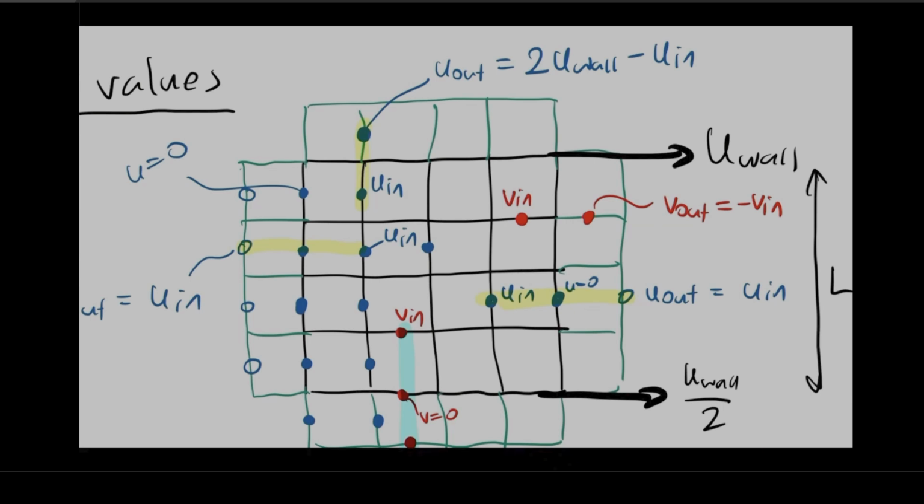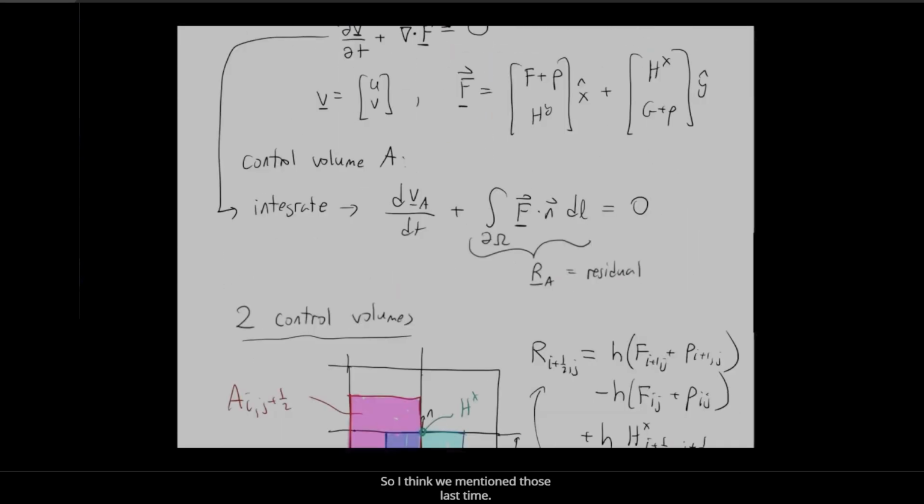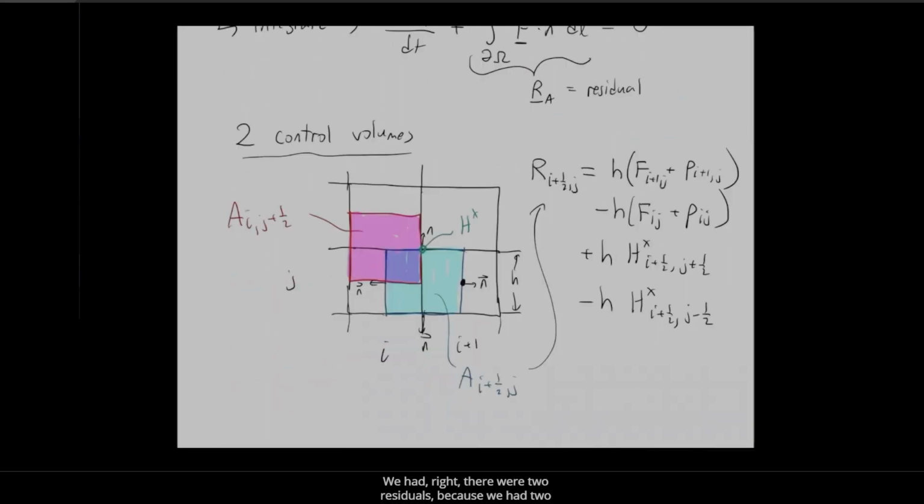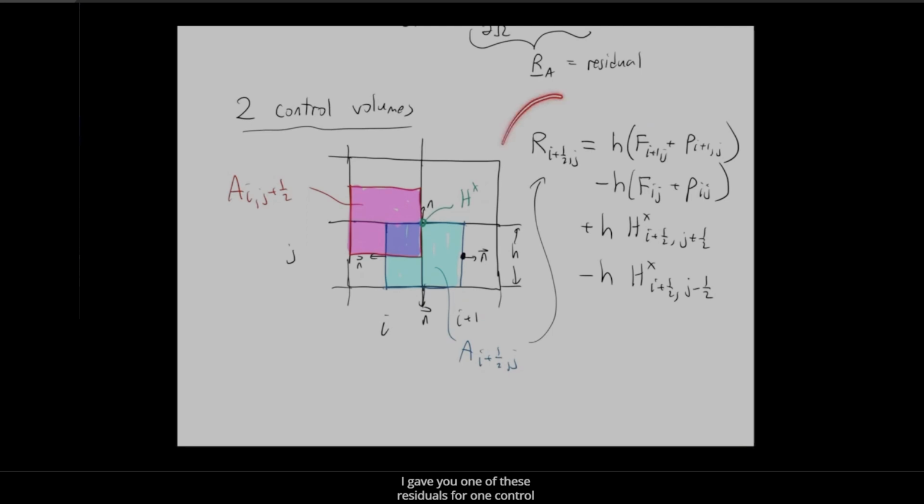All right. For the residuals, there are 2 residuals. I think we mentioned those last time. There are 2 residuals because we have 2 control volumes. I gave you one of these residuals for one control volume, which was this one right here. You have another one right here.